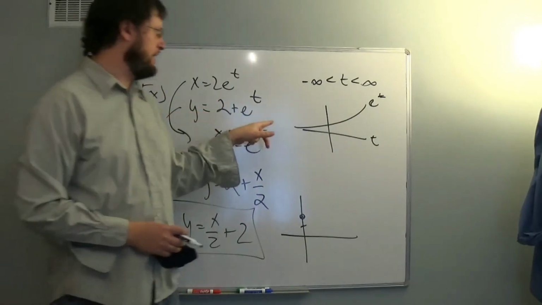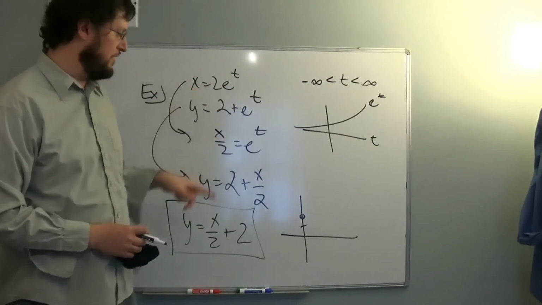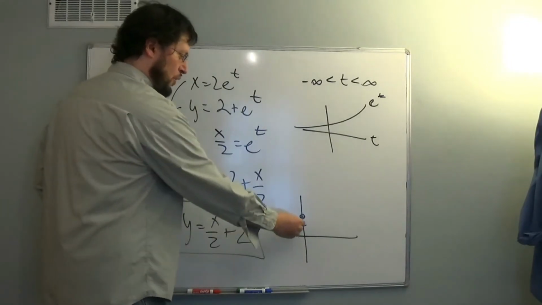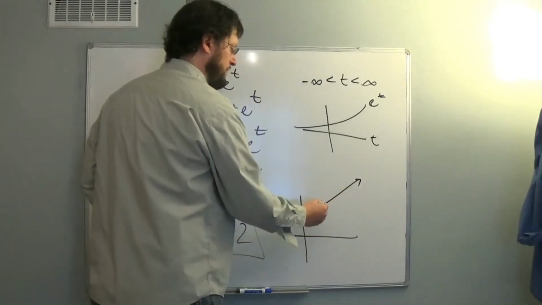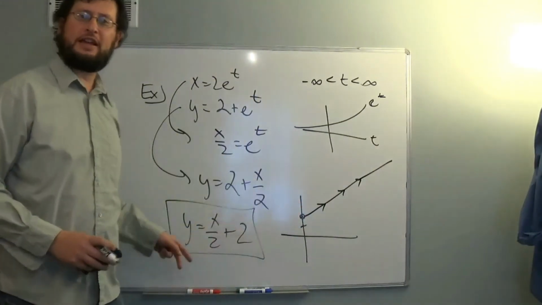Now, as t gets bigger and bigger, e to the t will get bigger and bigger, which means x will get bigger and bigger. Same thing for y. So I do follow this line, which has a y-intercept of 2 and a slope of 1/2. And it does go up there and it will continue forever. But I don't see the left-hand half of the curve.